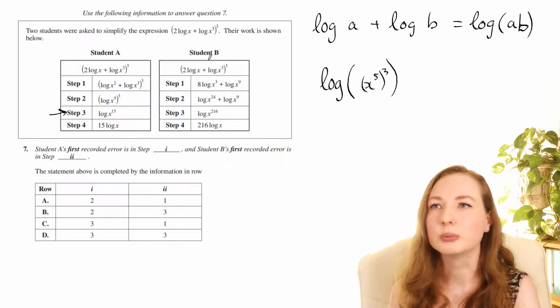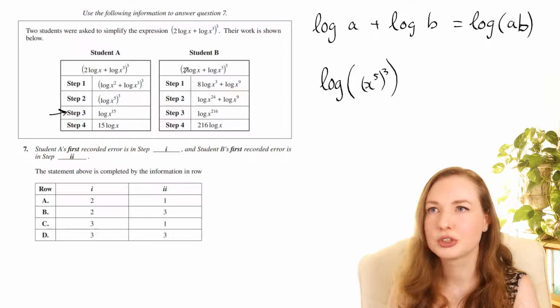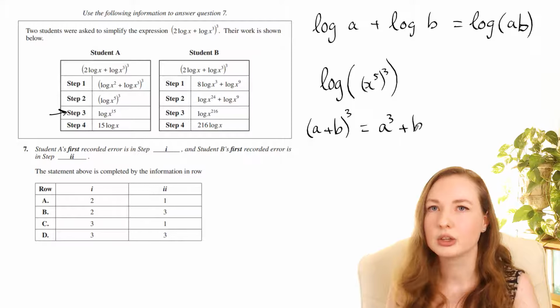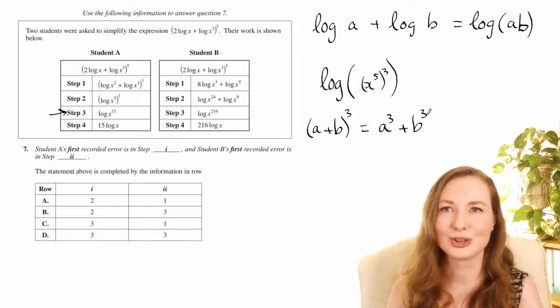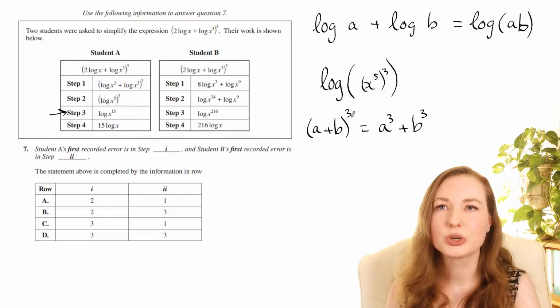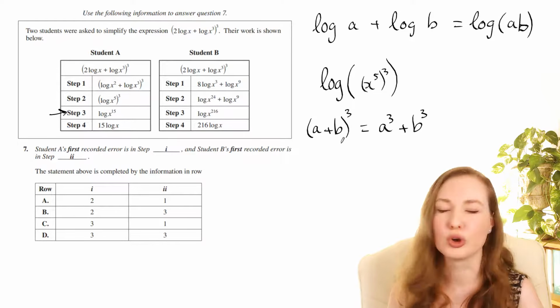Now with student B, okay, so we've got 2 things added together here and they're cubed, and you can see that student B has sort of just tried to cube each part. So what they're thinking is, okay, we've got 2 things cubed and that's just going to make a cubed plus b cubed. Now that's a very common error and it's not right. When you expand this, you'd have to use the binomial theorem or something.